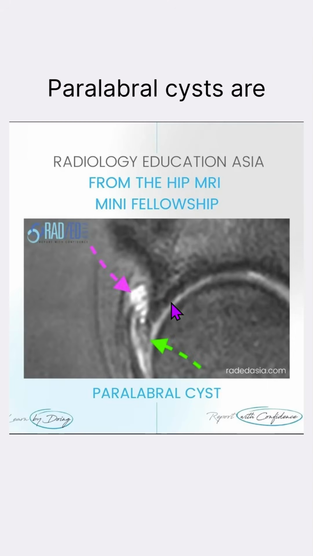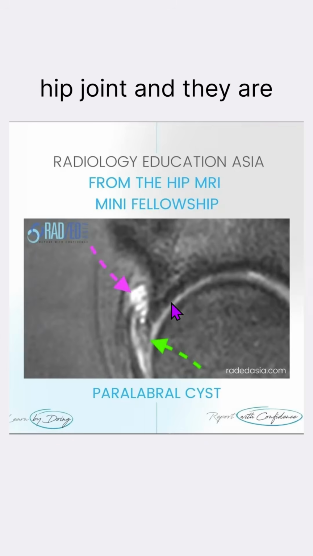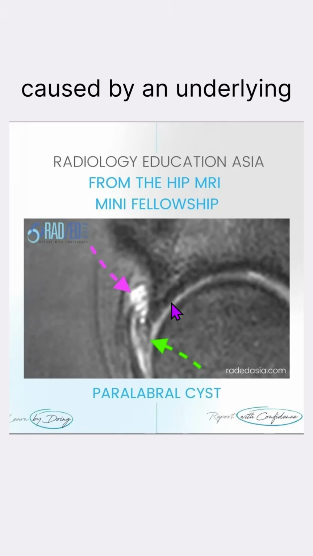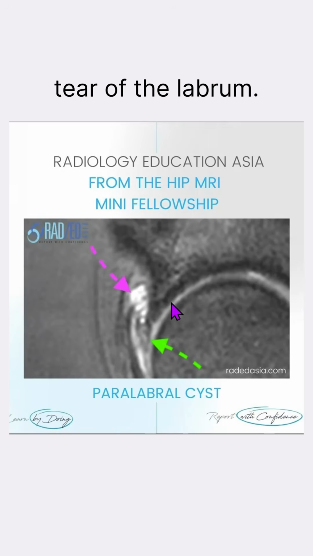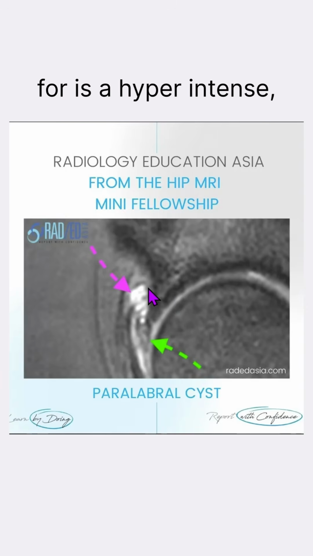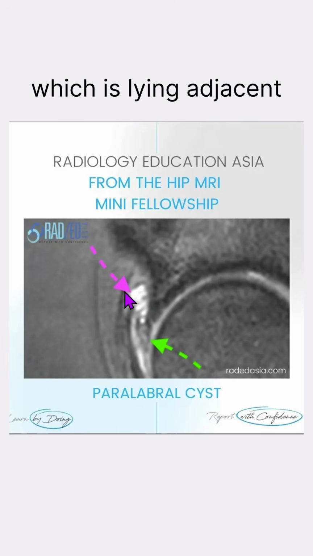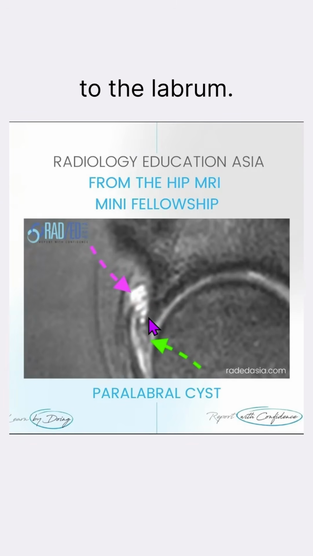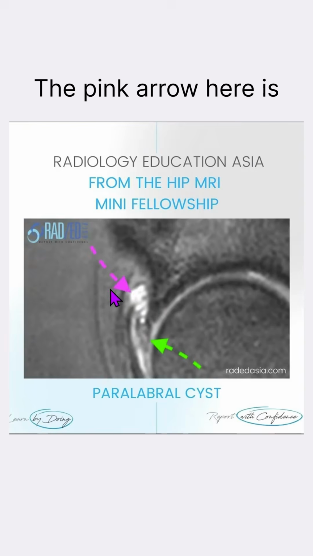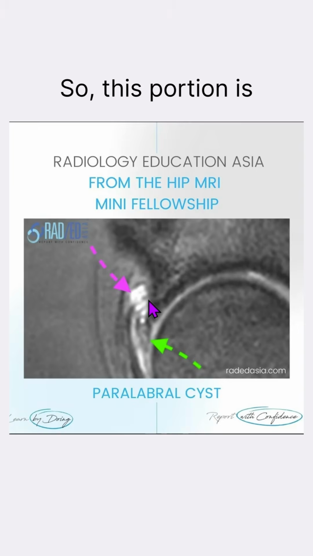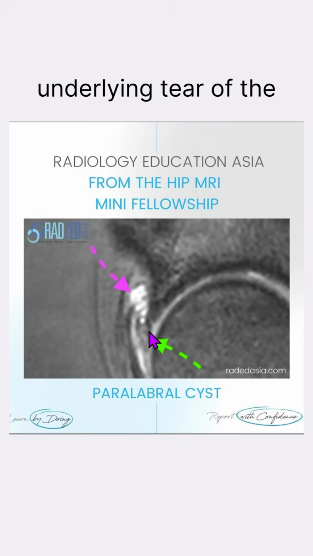Paralabral cysts are fairly common around the hip joint, and they are caused by an underlying tear of the labrum. So what we're looking for is a hyperintense encapsulated structure, which is lying adjacent to the labrum. The pink arrow here is demonstrating the paralabral cyst. This portion is extra-articular, so it's outside the capsule, and it arises from an underlying tear of the labrum.